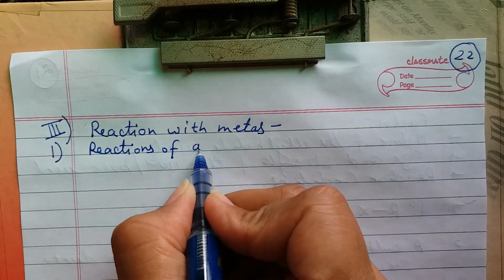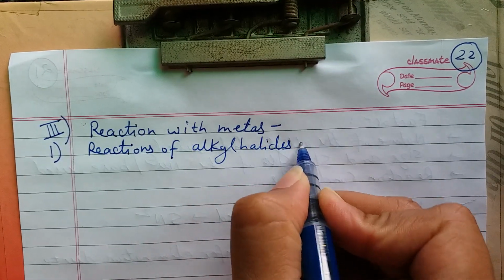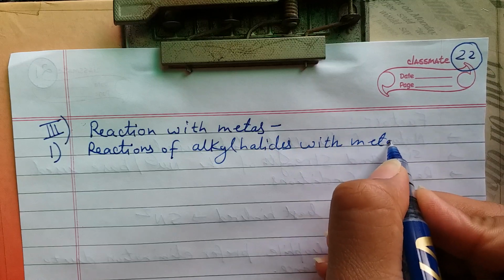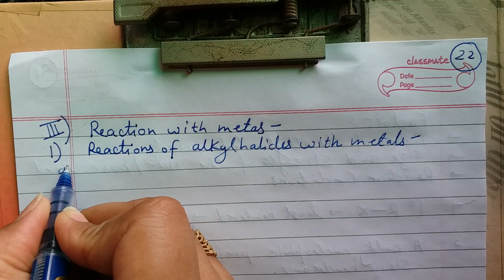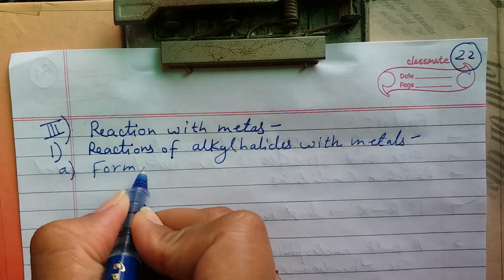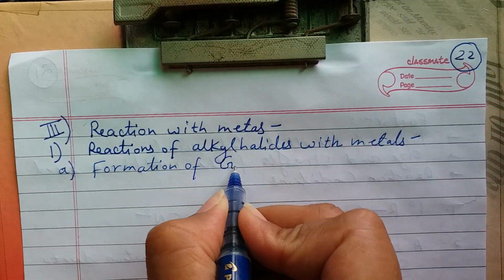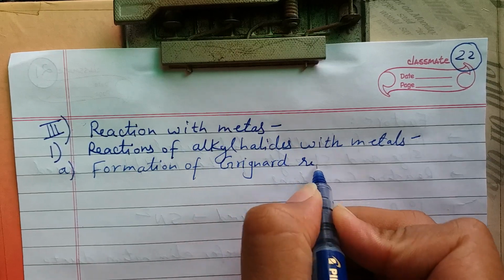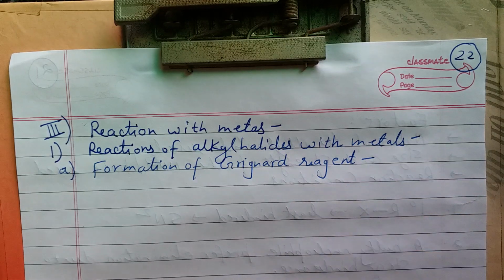Reactions of alkyl halides with metals. Now again here there are two reactions that we have to take up. The first one, A, is the formation of the Grignard reagent. This is the formation of the Grignard reagent.